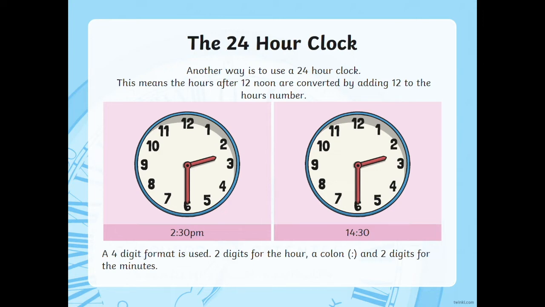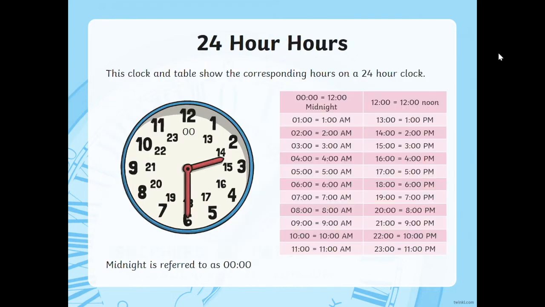Now, a really important thing to remember with 24-hour time is that it is a 4-digit format. So we have 2 digits for the hour, a colon, which is the 2 dots in between, and then 2 digits for the minutes. So you can see on one side, you've got the hours as they would be in AM times and what that looks like in the 24-hour time. And then on the other side, you've got the PM times and what they would look like in a 24-hour time.